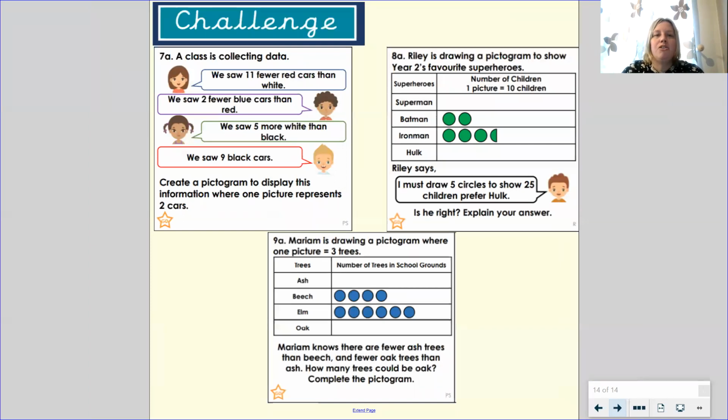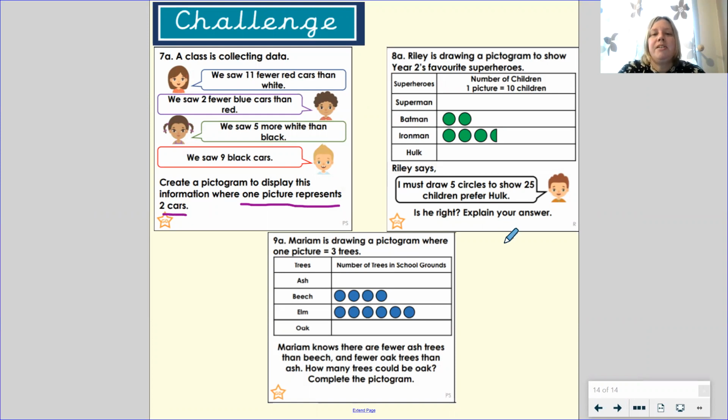Then finally, your challenge questions. The first question: a class is collecting data. We saw 11 fewer red cars than white. We saw 2 fewer blue cars than red. We saw 5 more white than black. We saw 9 black cars. You could create a pictogram to display this information where one picture represents 2 cars.